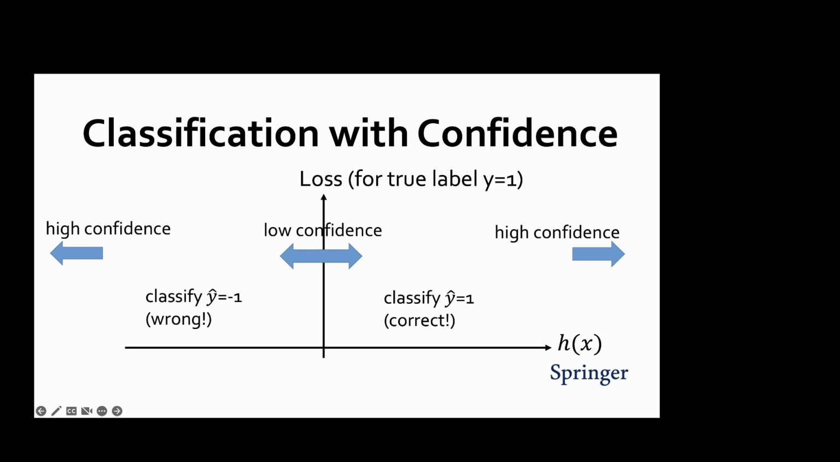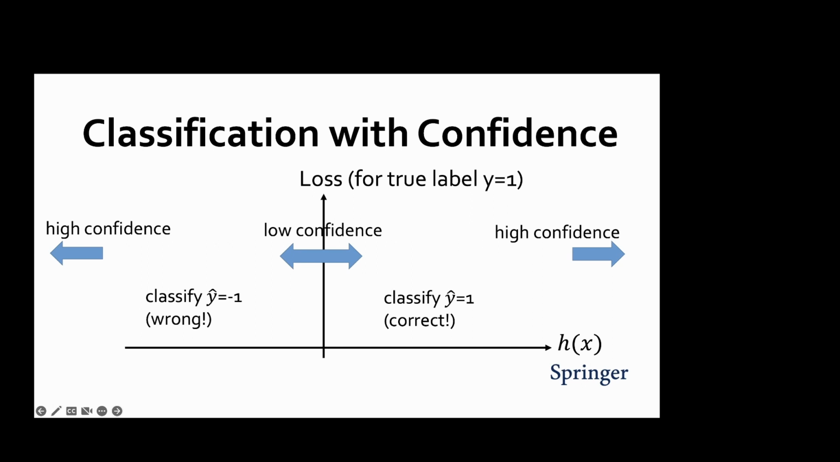We can visualize the behavior of a loss function here by plotting the loss value as a function of the hypothesis map, evaluated for the features of a given data point. Here we consider the loss obtained for a fixed data point whose true label value y is equal to 1.